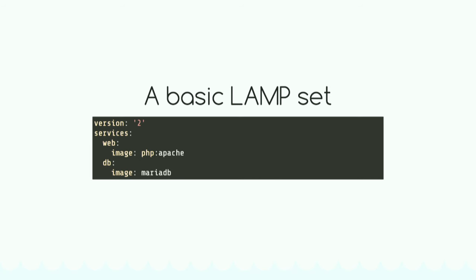We start with version: 2. This is not your file version, not the Docker version. It's the docker-compose syntax version. So it's almost always going to be version: 2. After that, we're going to define a number of containers, which in compose lingo is called services. So we create a web service, which runs the PHP container with the Apache variant. Then we run a database or a DB container, which runs the MariaDB image from Docker Hub.